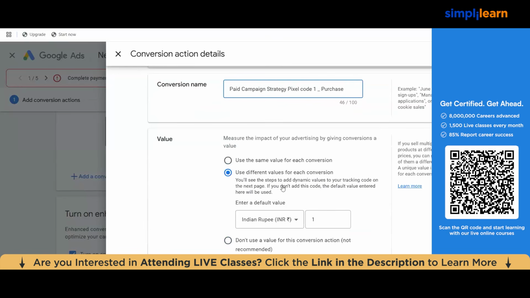So I will use the same value for each conversion, which means that even if anything beyond 1 rupee is getting purchased from my website, I will consider it as a conversion, right? Just to avoid the complications.